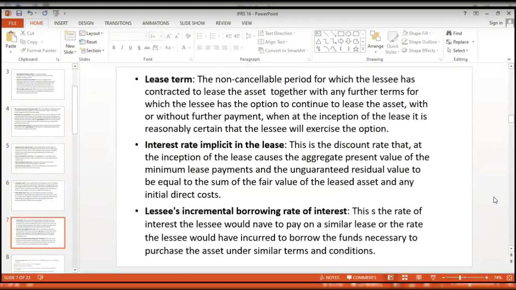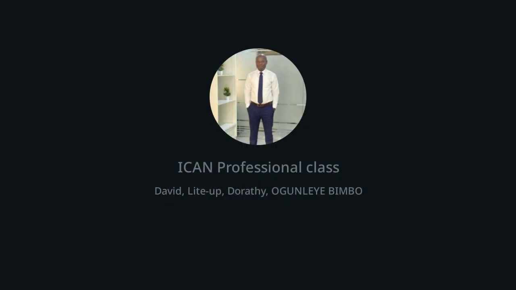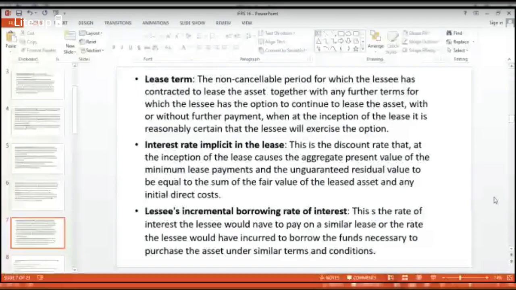So we have lease term, the non-cancelable period for which the lessee has contracted to lease the asset, together with any further terms for which the lessee has the option to continue to lease the asset, with or without further payment. The period of lease is what we're talking about. You lease the property for 5 years, you lease the property for 10 years. That's what we call the lease term.